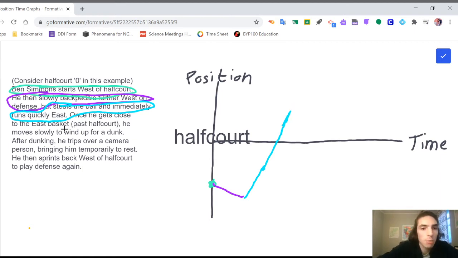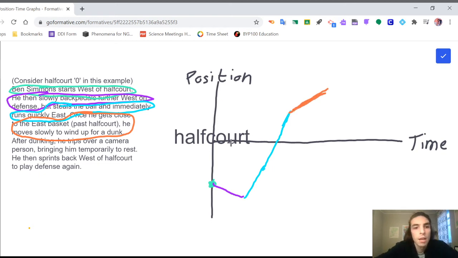And then he moves slowly to wind up for a dunk. Right, so once he gets to the east basket, he slows up to wind up for his dunk. But he's still moving east, presumably. He's just sort of gathering himself, not necessarily sprinting away from the defense, but getting ready to jump vertically. So he's still moving east, so his slope still needs to be positive, running towards our positive direction, which is east. But since he's moving slower, I'm going to draw this not quite as steep as where he was sprinting away from the defense after he got his steal.